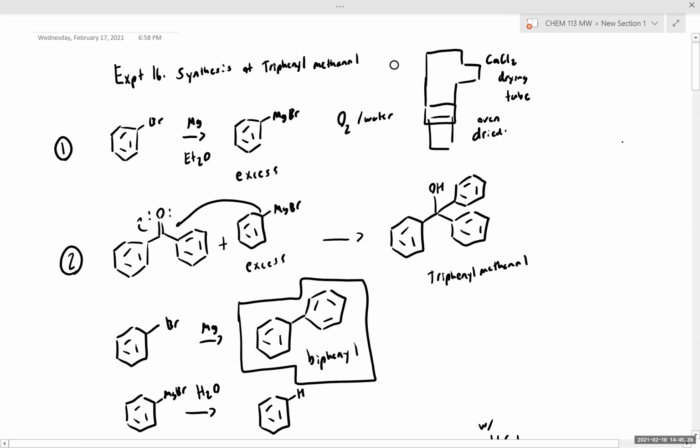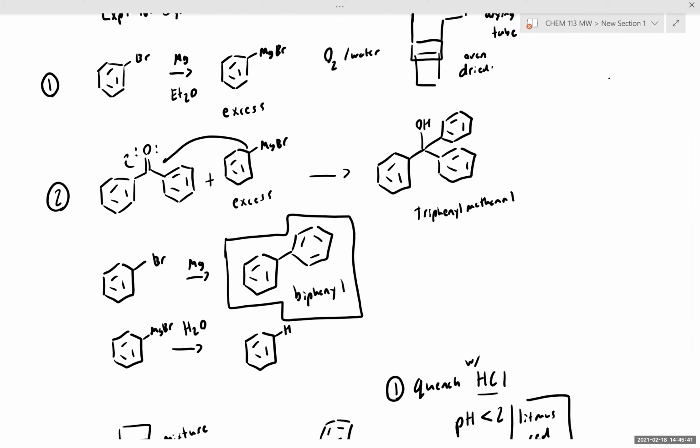Now, one unfortunate issue and one major problem when we're looking at our product mixture from this experiment is that bromobenzene, when we generate phenyl magnesium bromide, can undergo a range of side reactions, either through protonation to generate benzene, or more importantly, through homocoupling reactions to generate biphenyl.